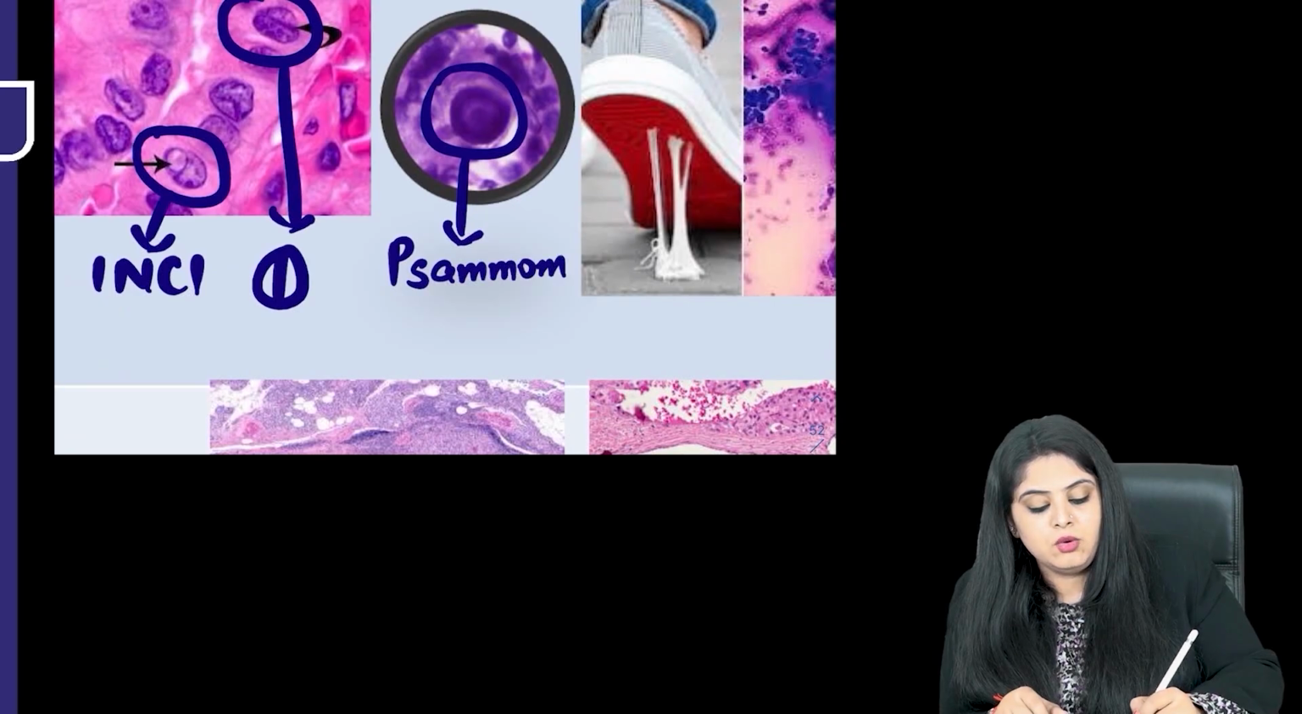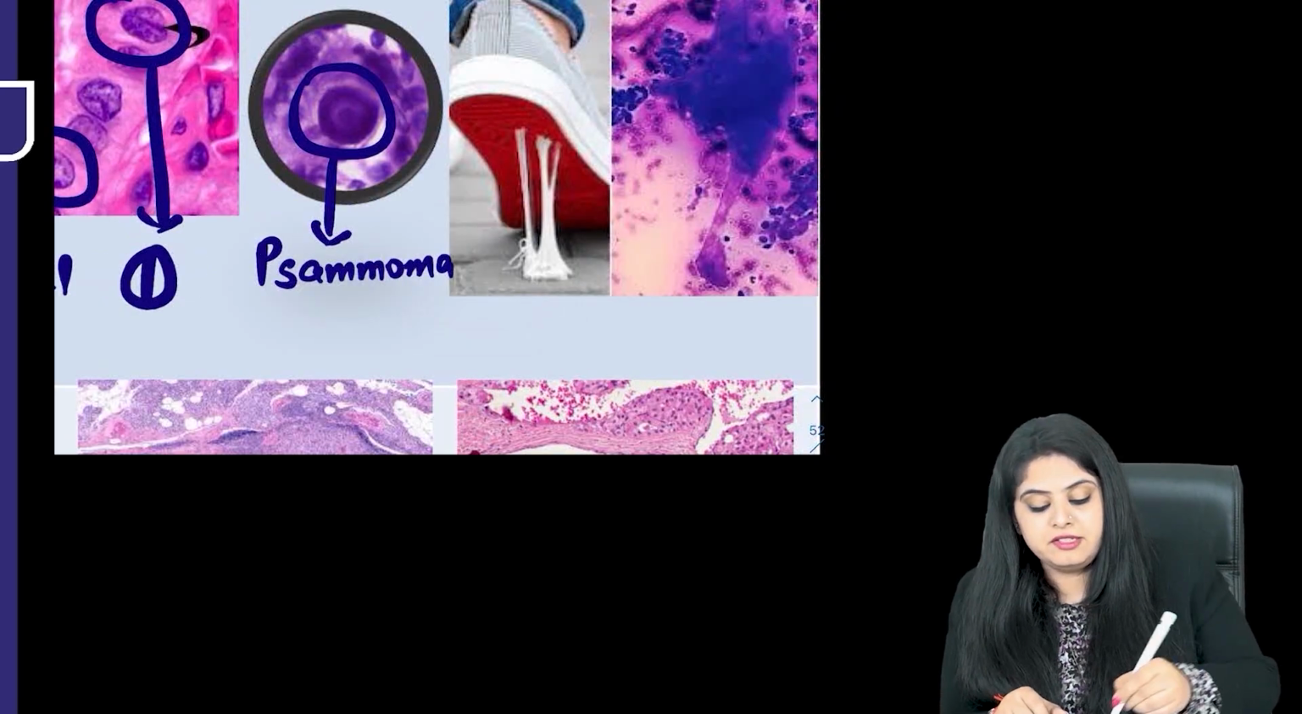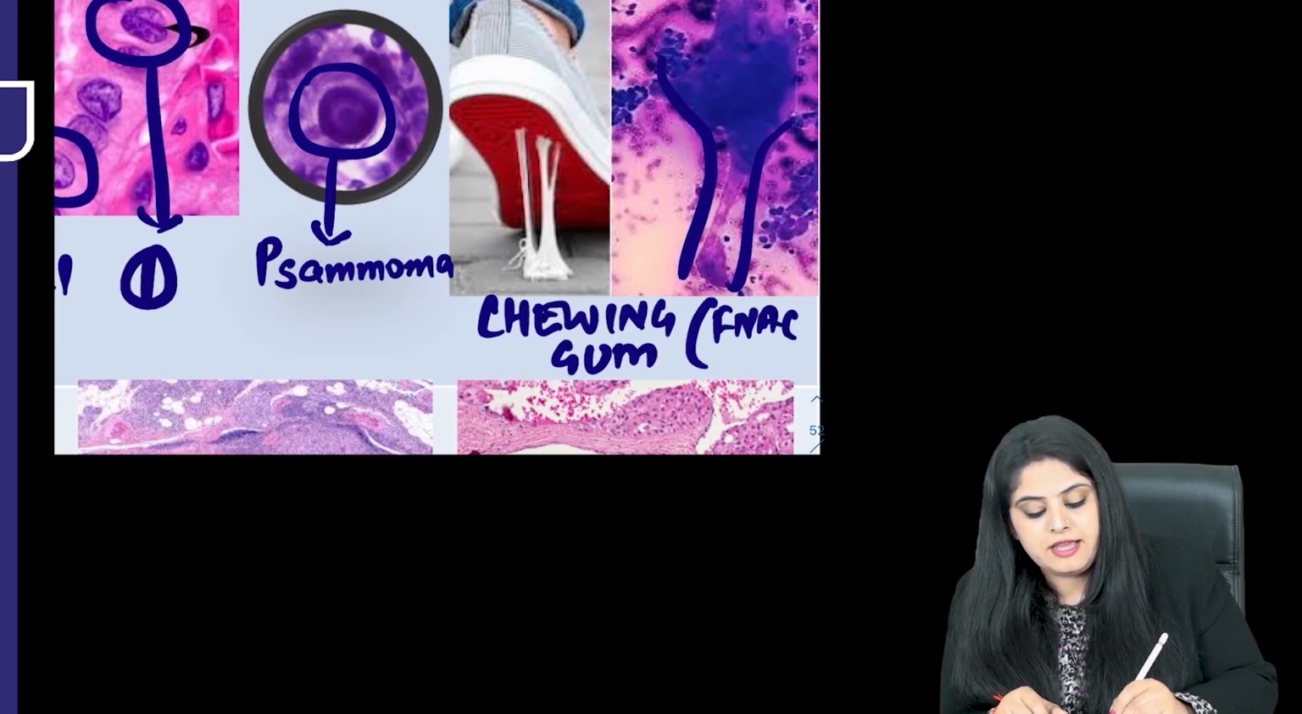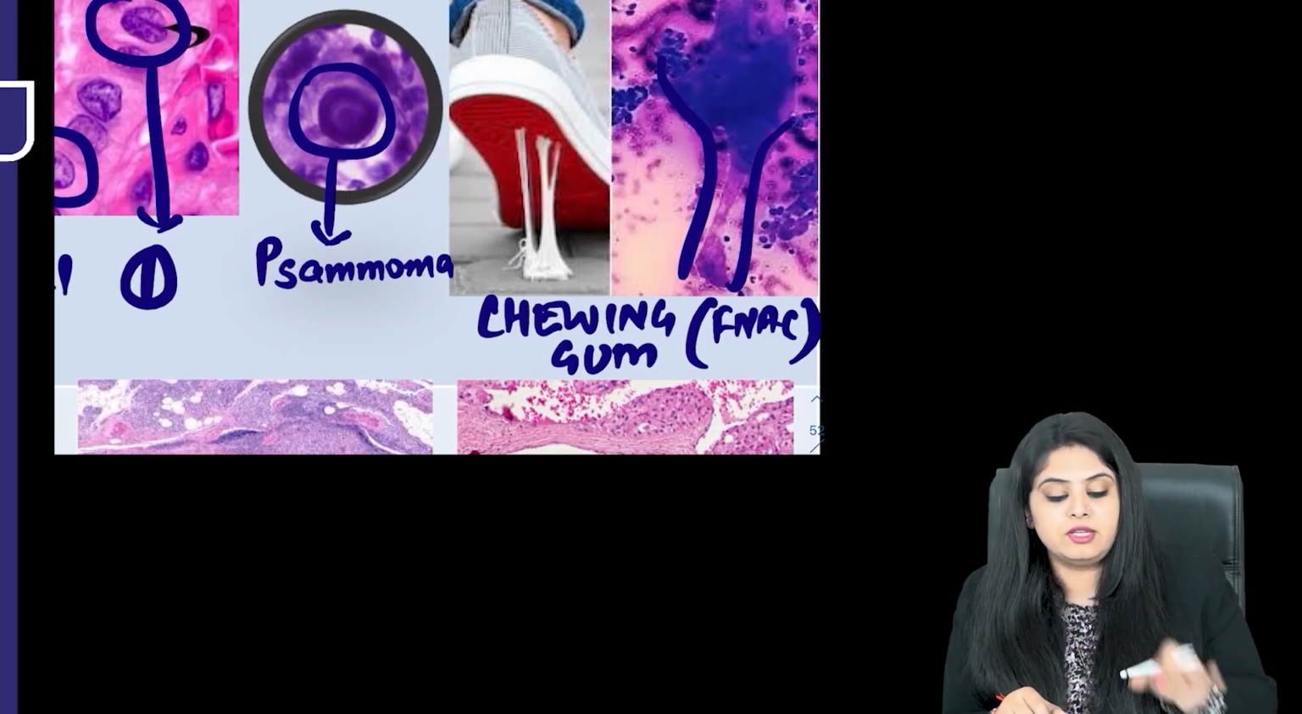And finally, what is the finding that I see on an FNAC? On FNAC, I see the very famous chewing gum colloid. So chewing gum colloid is also something that we notice on FNAC. I hope that is okay with everyone.